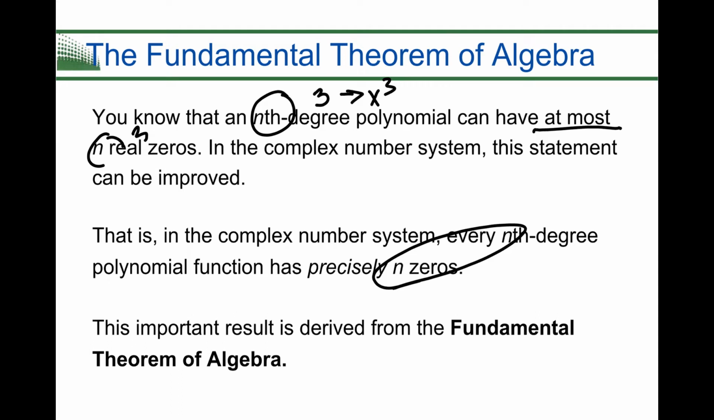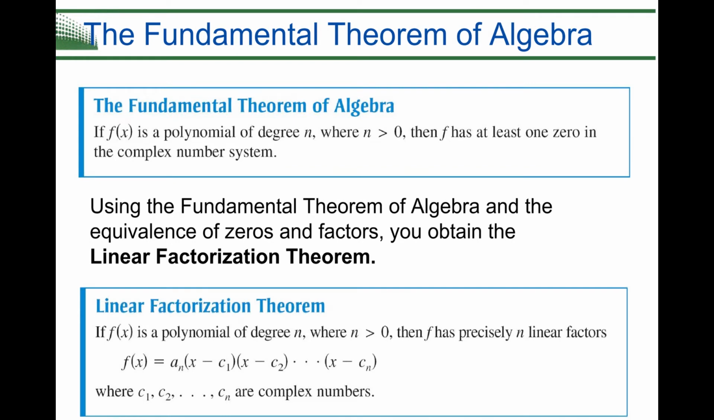But this important result is derived from the fundamental theorem of algebra, and let's look at that. The fundamental theorem of algebra states, if your function is a polynomial of degree n and n is greater than 0, then f has at least 1 zero in the complex number system. So using this fundamental theorem of algebra and the equivalence of zeros and factors, we get the following theorem. If we have a polynomial of n degree, then it has precisely n linear factors.